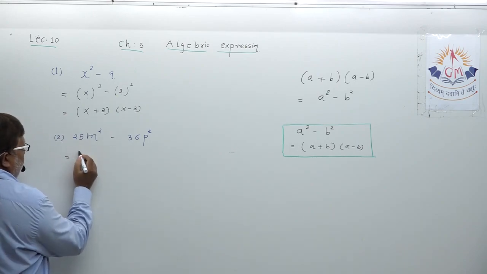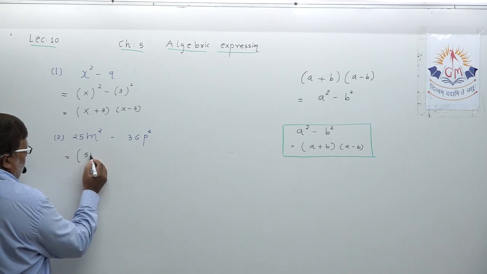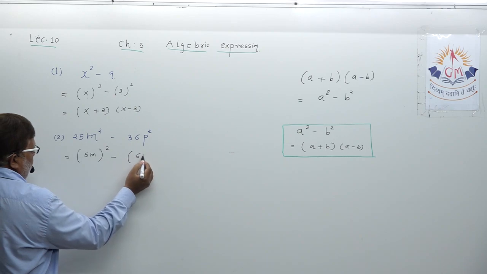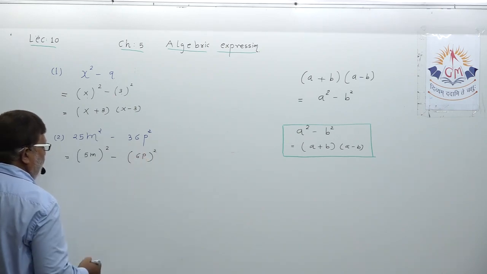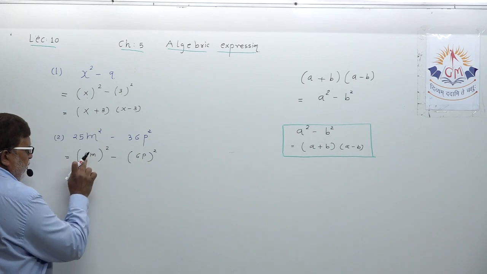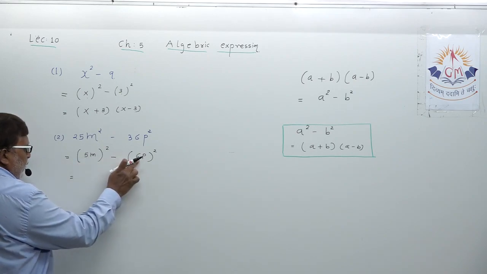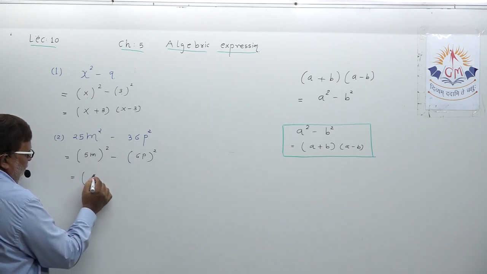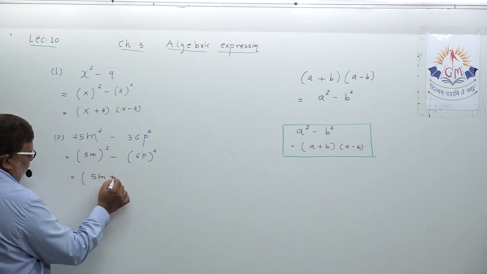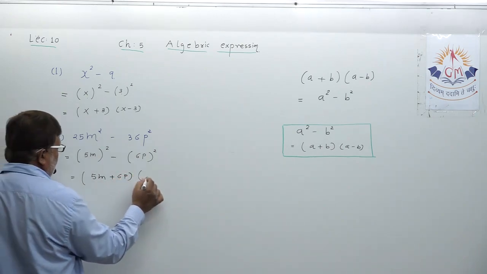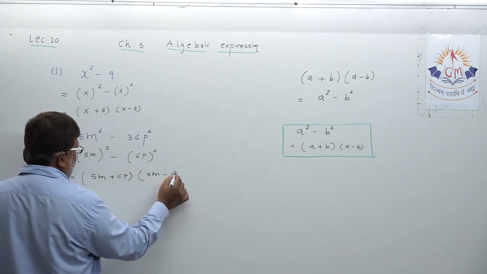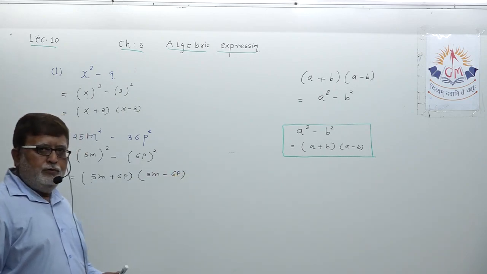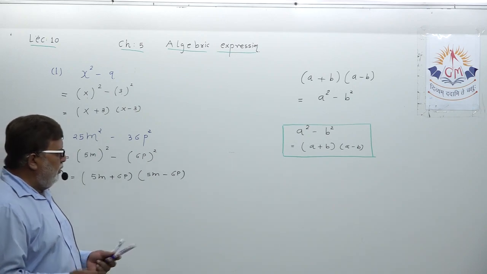Square root of this, 5m whole square, square root of this, 6p whole square. This is a, this is b. 1 time plus, 1 time minus, a plus b, a minus b. The sum is over. You understood this? What is the basic condition?